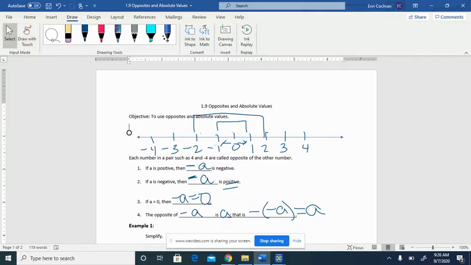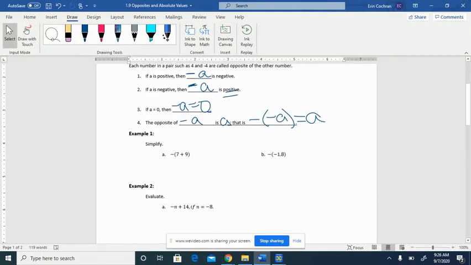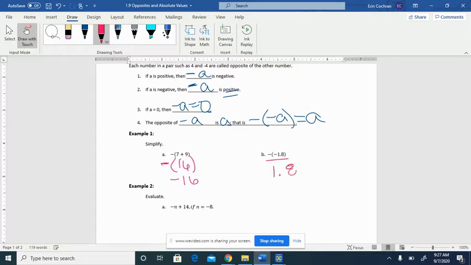So example 1, simplify. A is asking for the opposite of the quantity of 7 plus 9. Because it's inside our parentheses, 7 plus 9 is 16. So then the opposite of 16 is -16. B is asking for the opposite of -1.8. So the opposite of -1.8 is a positive 1.8.